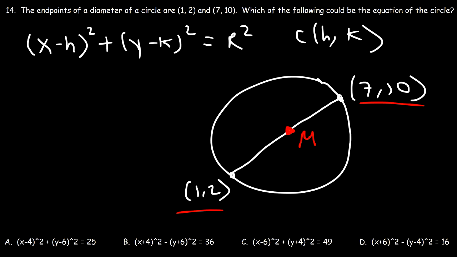So we need to use the midpoint formula to get the midpoint. That's going to give us the center. And then we can use the distance formula to get the radius of the circle. That is, we have to use the distance formula between the midpoint and any endpoint of the diameter. It can be (7, 10), or it can be (1, 2). But we have to use the midpoint in order to calculate the radius.